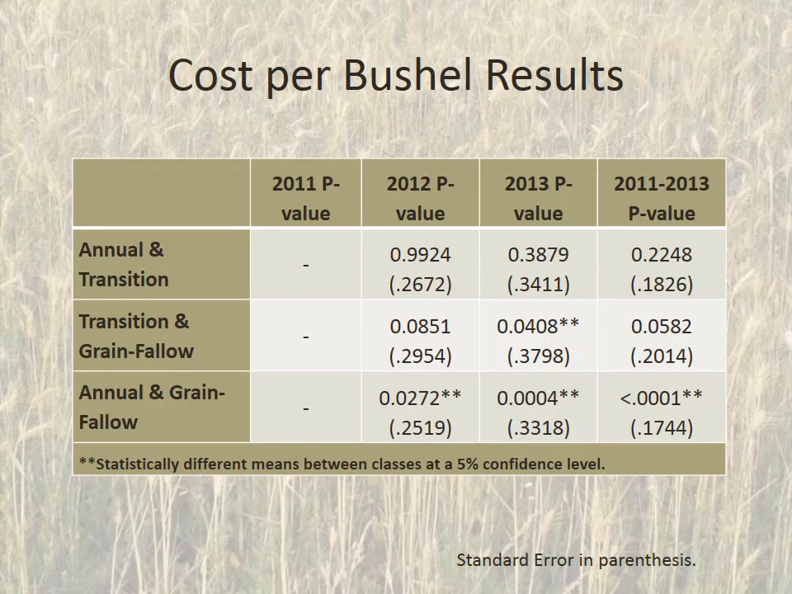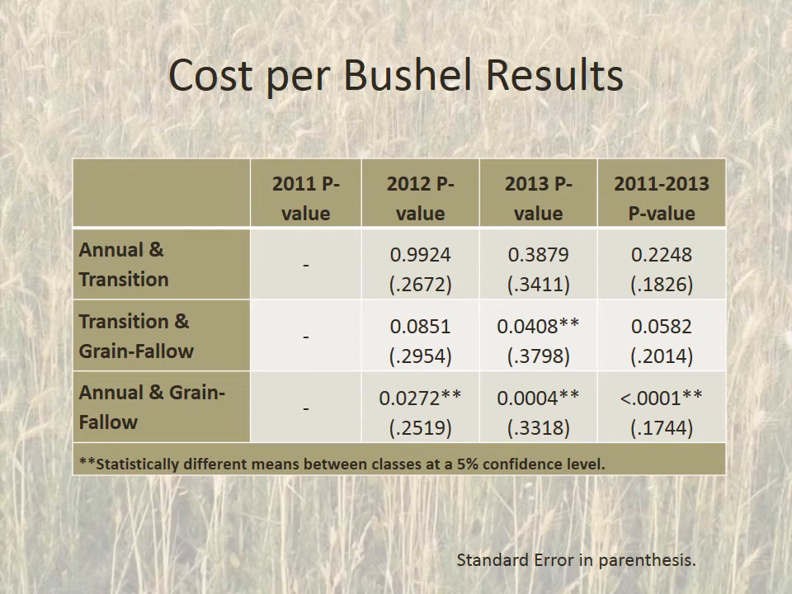So our results for cost per bushel, as I mentioned, I did each year separate and then all of the years together. In 2011, there weren't any results because none of the dryland classes were different from each other. In 2012, only the annual and the grain fallow were different from each other for how much they're spending per bushel of grain to produce. In 2013, the transition and the grain fallow class become different from each other. But overall, when we lump the data together, only the annual and the grain fallow are significantly different.